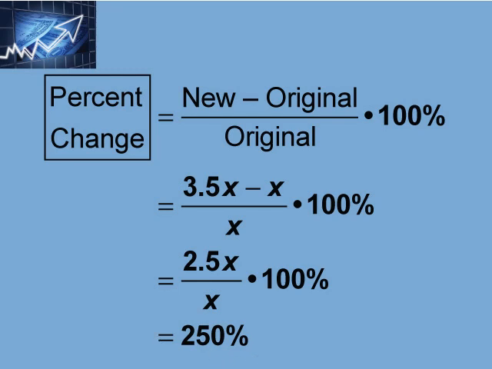Once again, there is a difference between how a price multiplies and a corresponding percent increase. The original price increases by 350%, but the percent increase is 250%. Let's look at a final example.